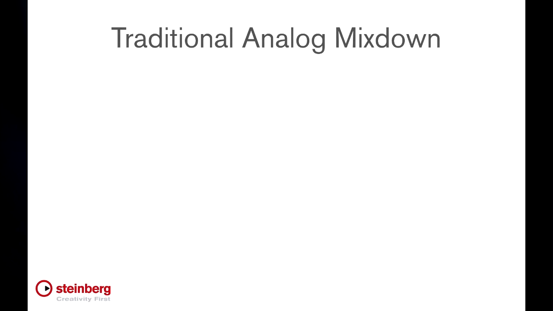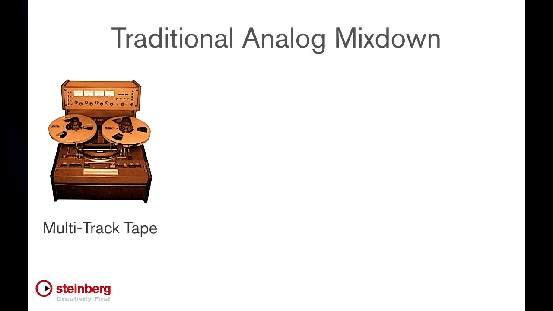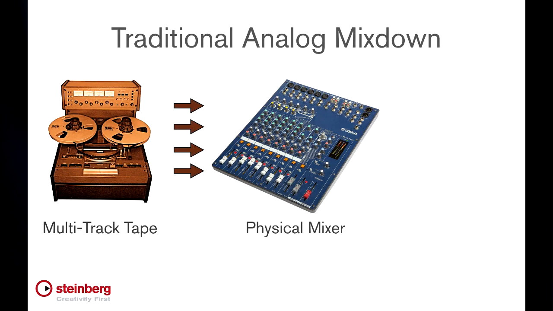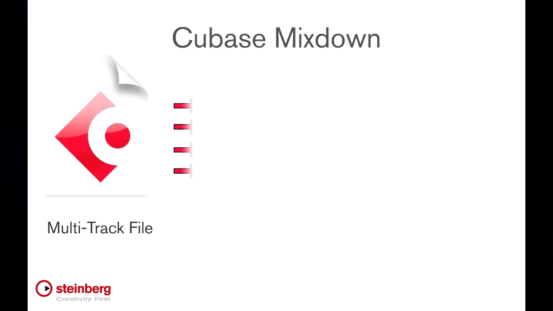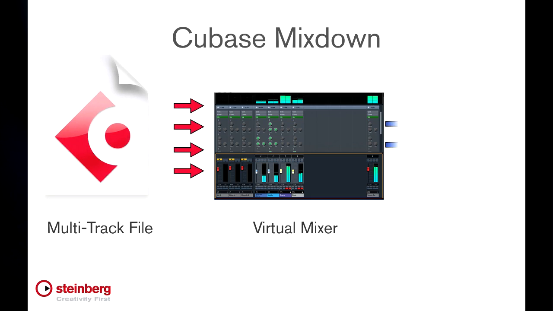Now, in an analog studio, the engineer mixed a song by playing a multi-track recorder through a physical mixing desk and then recording that onto a two-track tape machine, all in real time. In Cubase, the actual mixdown process consists of exporting a multi-track file through a virtual mixing desk into a two-track file.